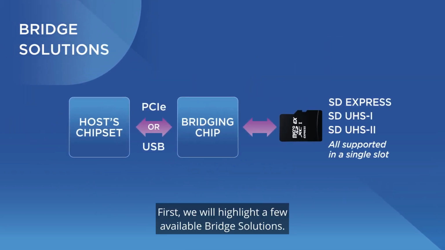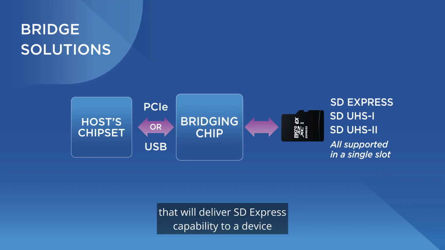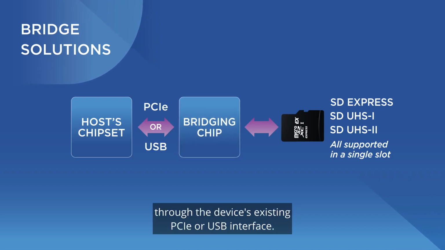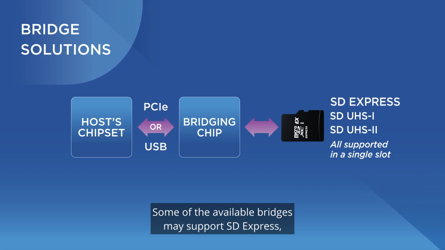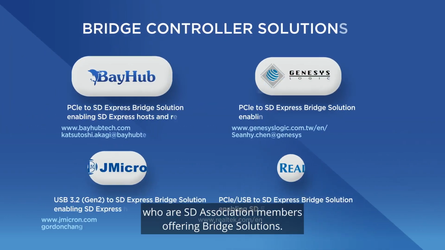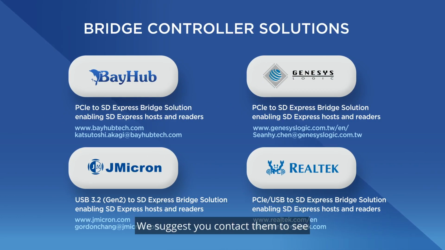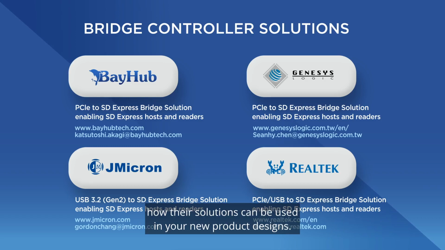First, we will highlight a few available bridge solutions. Bridge solutions allow product manufacturers to add a chip that will deliver SD Express capability to a device through the device's existing PCIe or USB interface. Some of the available bridges may support SD Express, SD UHS-1, and SD UHS-2 cards through the same slot. There are several companies who are SD Association members offering bridge solutions. We suggest you contact them to see how their solutions can be used in your new product designs.